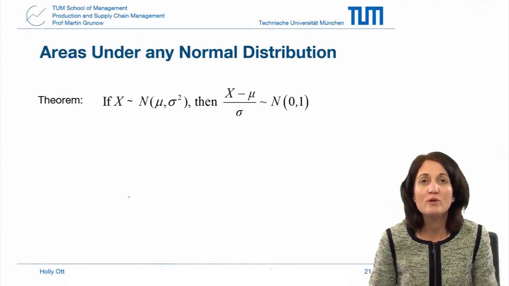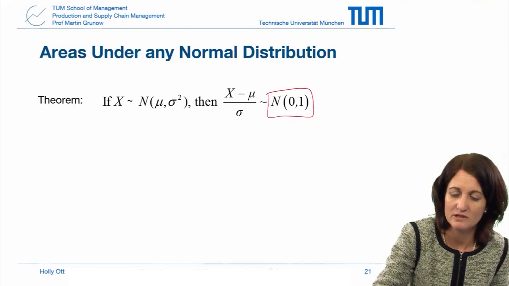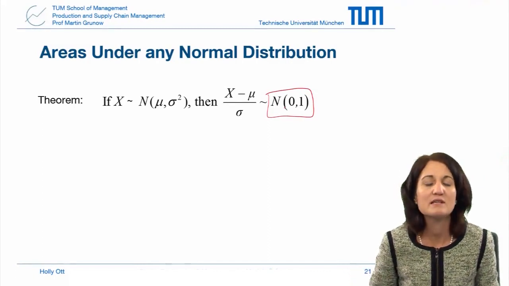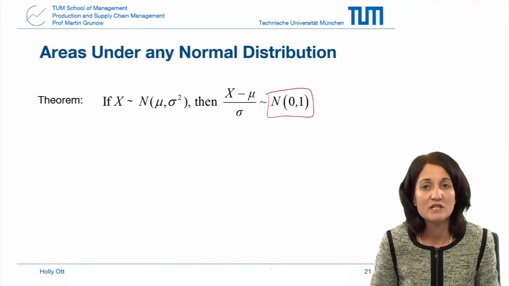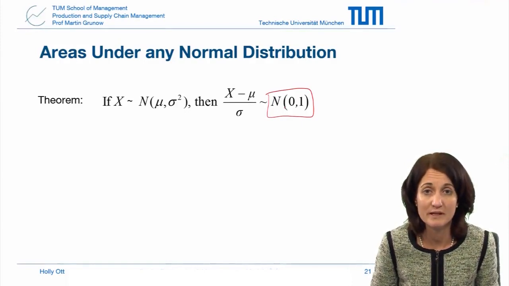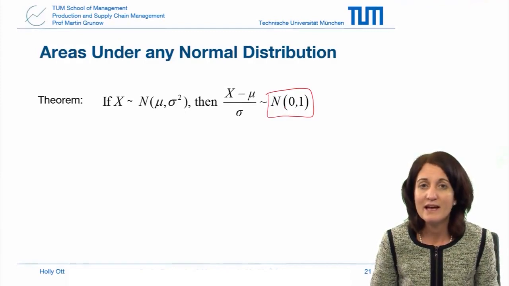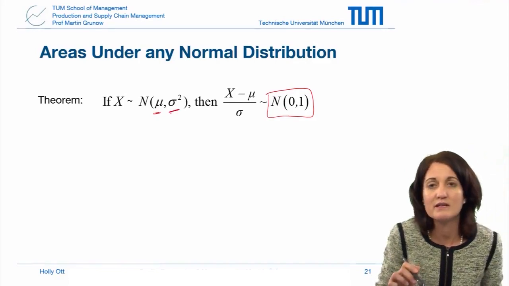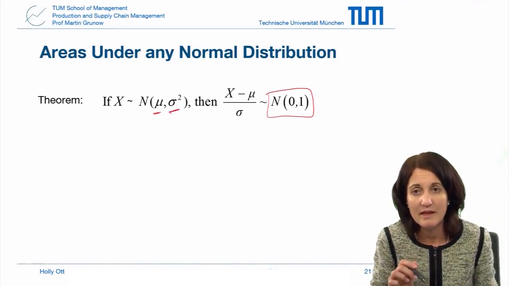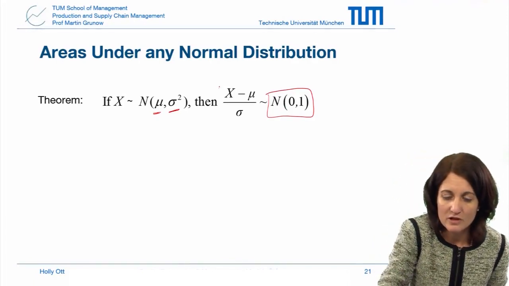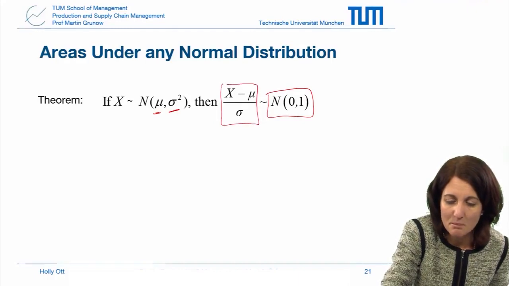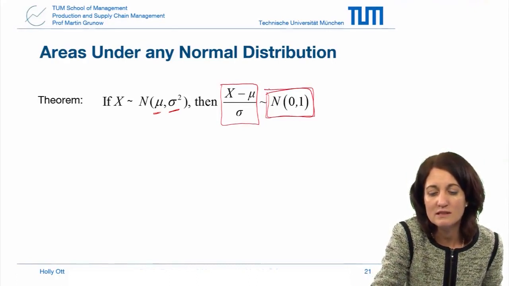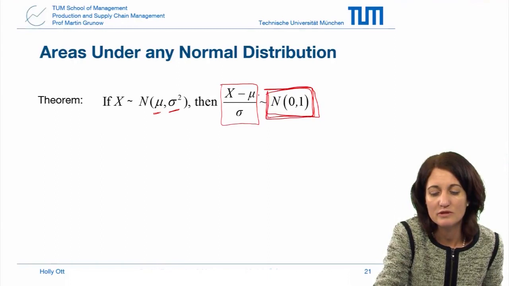distribution. Since we know a lot about the standard normal distribution, it helps us with the calculations. We can use this theorem to help us find interesting information about our real product, about our real random variable. So, if x is normally distributed with a mean of mu and a variance of sigma squared, then the new variable, (x minus mu) divided by sigma, follows the standard normal distribution.